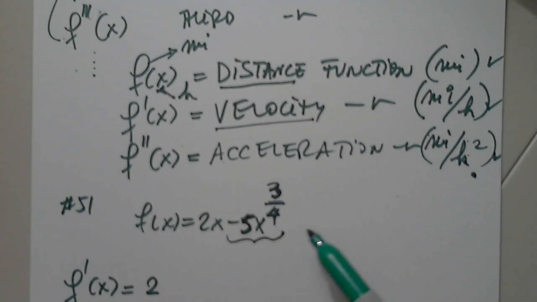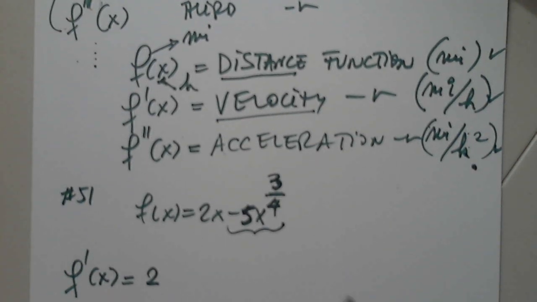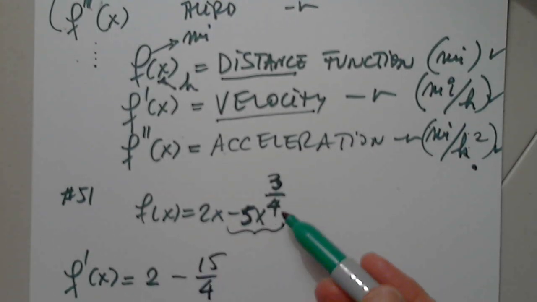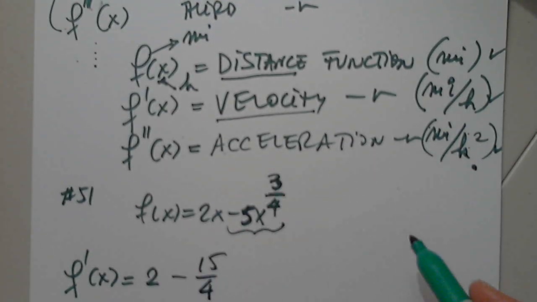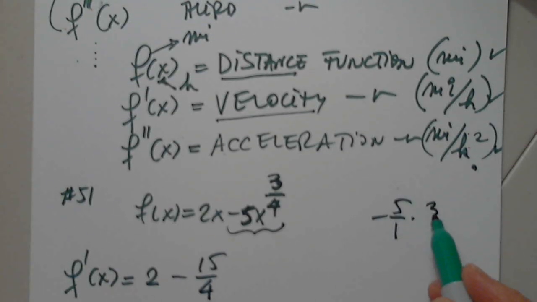So just walk me through, what are you doing so we can make sure that it's clear. Is that negative 15 over 4? So we have -15/4 because we have to bring down 3/4. So -5/1 times 3/4 would be -15/4, and times x. But something happens to its power.